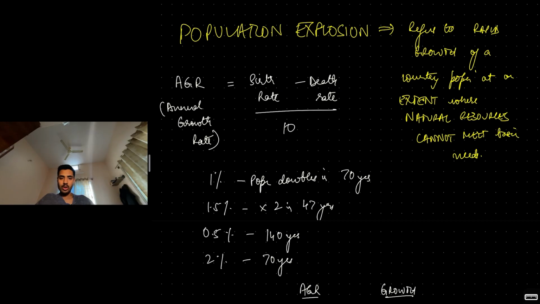Which stage does it happen? Stage 2. Thankfully, we have come to stage 3 now. But stage 2 is population explosion. Now, annual growth rate is birth rate minus death rate divided by 10. Just birth rate minus death rate is the demographic gap. Just births minus deaths is natural increase. Birth rate minus death rate divided by 10 is annual growth rate.